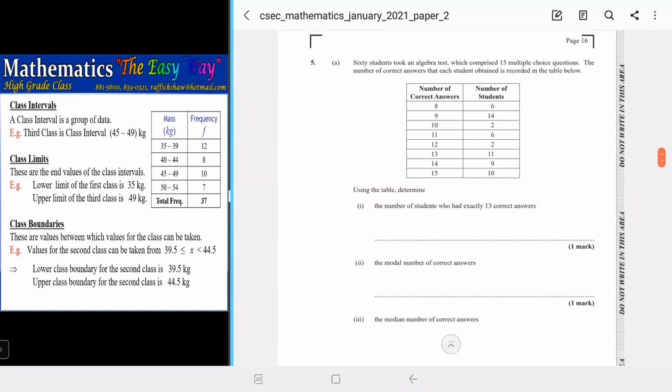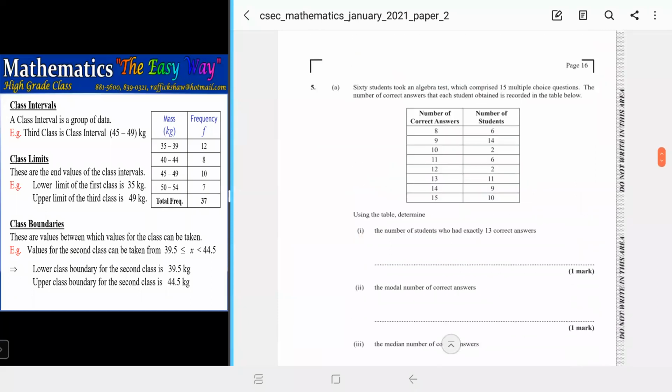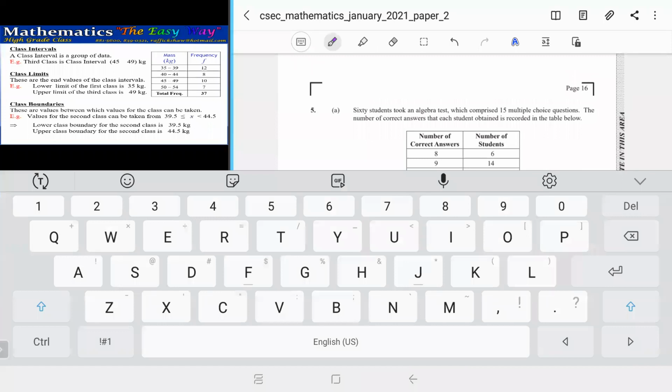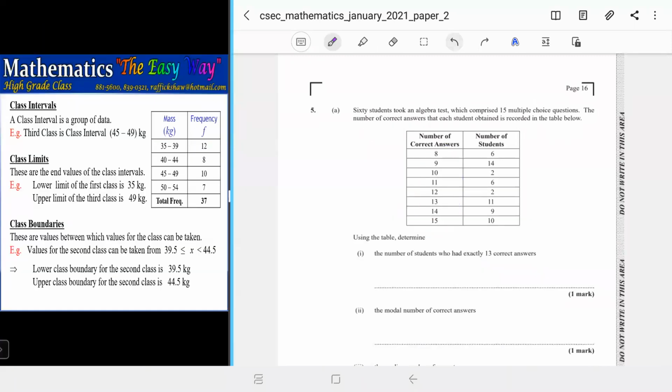Aha. See? Ungrouped. Told you. It says 60 students took an algebra test, which comprised 50 multiple choice questions. The number of correct answers that each student obtained is recorded in the table below. So the number of correct answers is here, and these are the number of students, right? This is supposed to add up to 60 right here. So let's check it out.